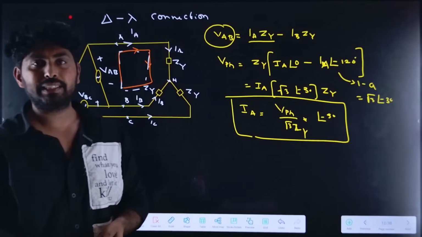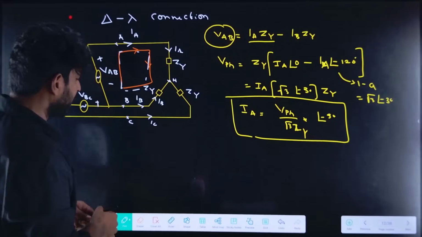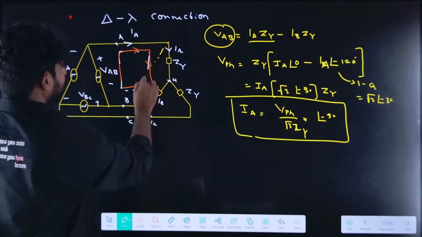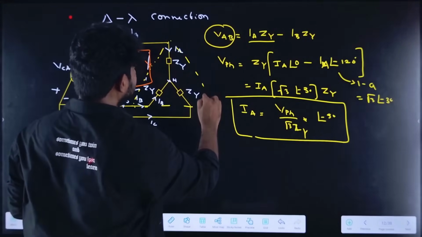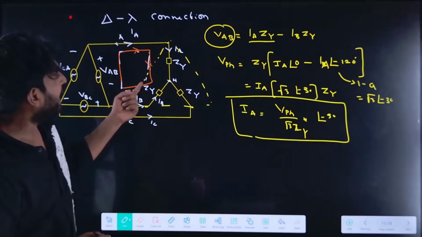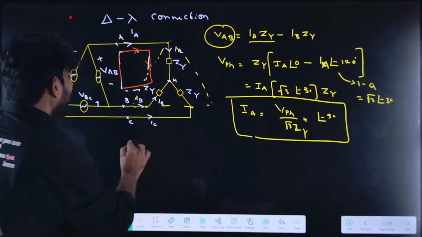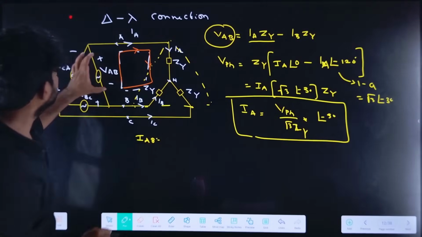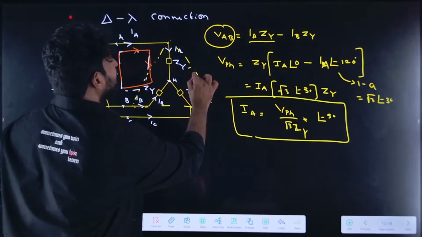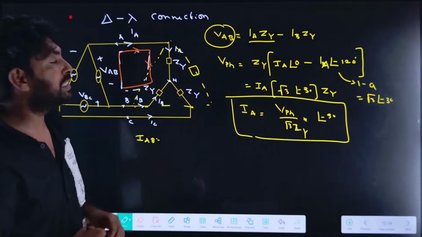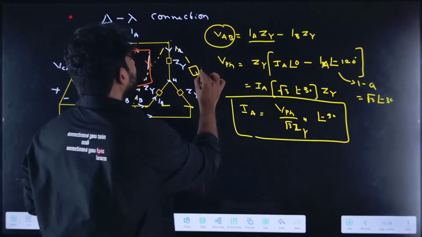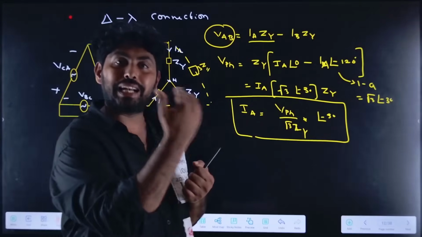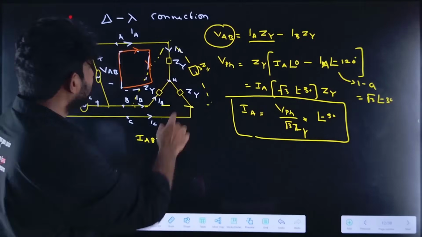Now let us find the simplest way. For example, the second method is if this star is converted into delta. So the phase current IRY, or IAB, can be determined as VAB divided by the equivalent delta impedance. If it is Z star, when converted into delta it will be 3 into Z. So it is 3 into Z.